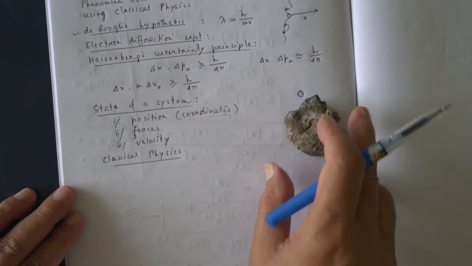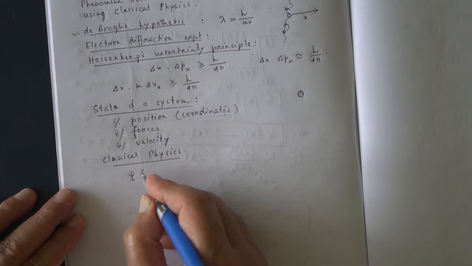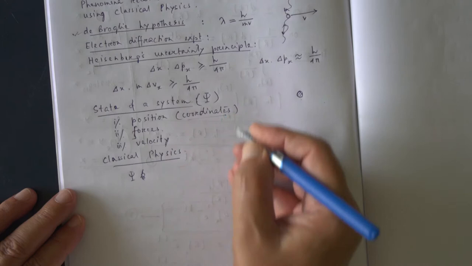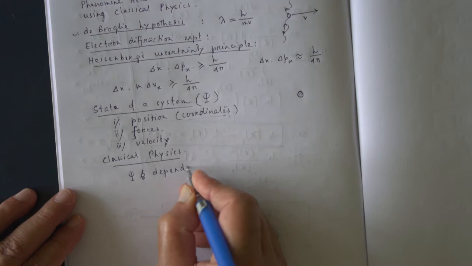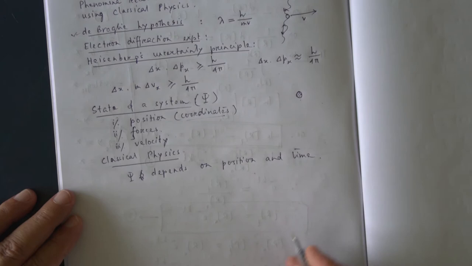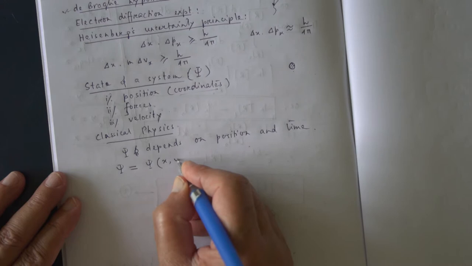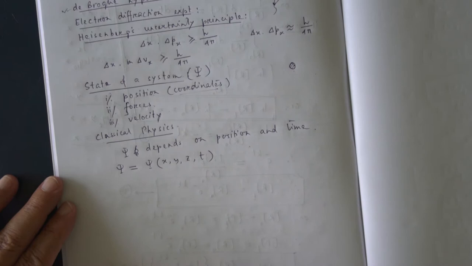Ultimately state depends on, let me call state as psi, capital psi. So state depends on position, that is coordinate, and time. We say that state is a function of position x, y, z, position means coordinate, and time. State is a function of this. So we discussed all these things.